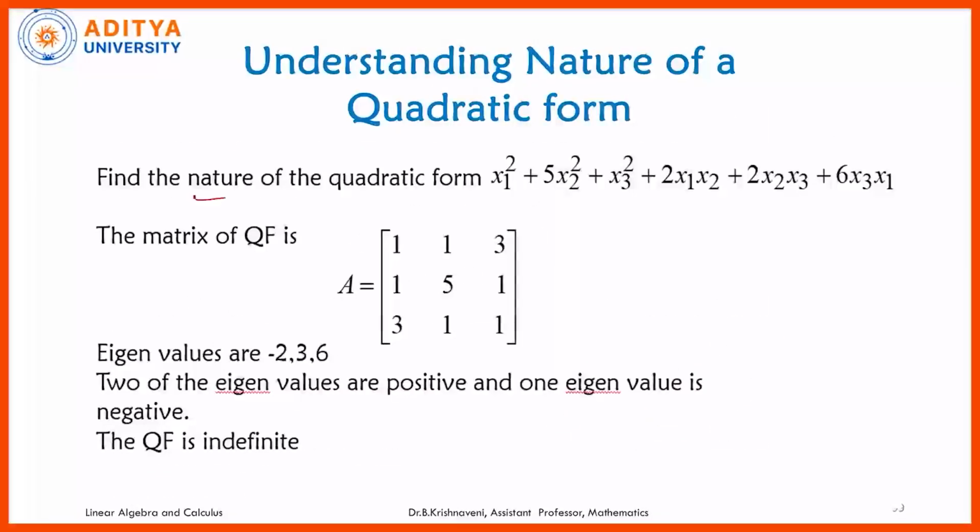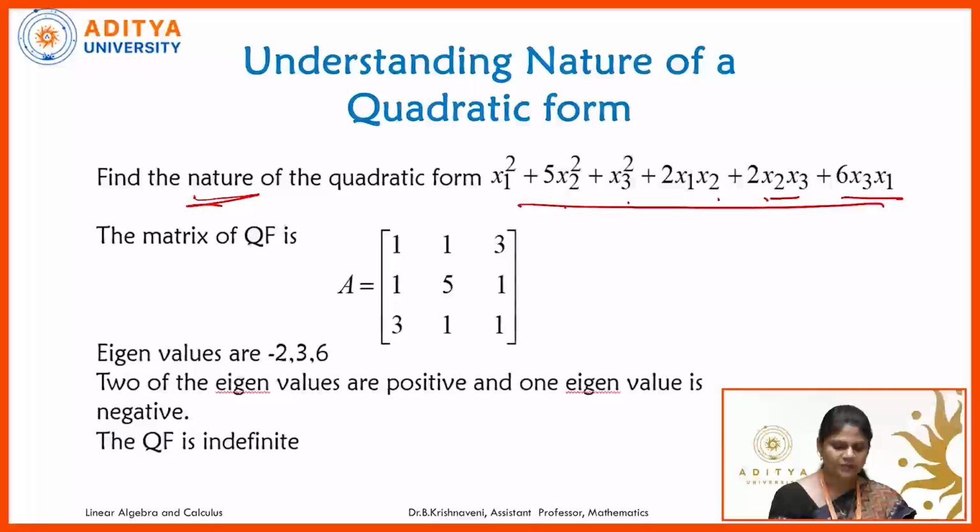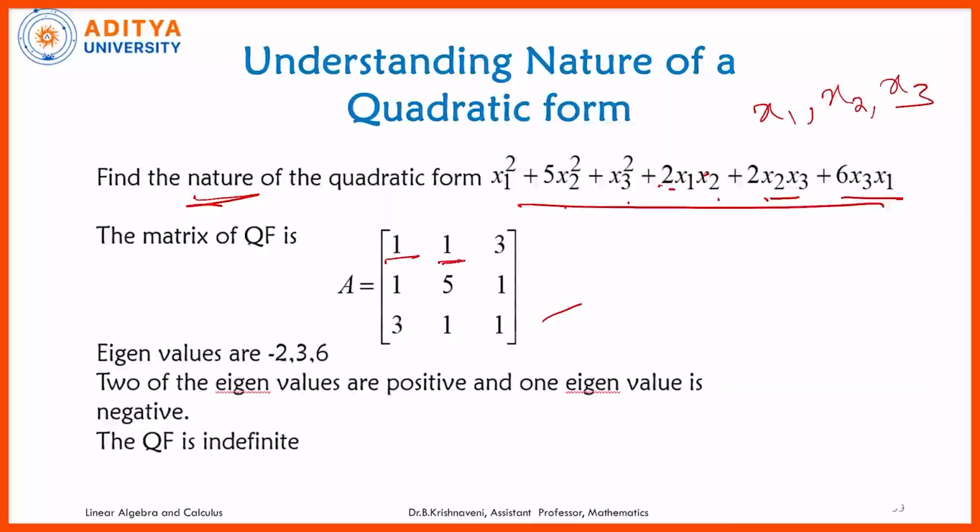This is another question. The question is finding the nature of the quadratic form x1 square plus 5x2 square plus x3 square plus 2x1 x2 plus 2x2 x3 plus 6x3 x1. It is very clear that again we have three variables in this quadratic form. Those are x1, x2, x3. First write down the matrix of the given quadratic form. Coefficient of x1 square, 1. Half of the coefficient of x1 x2, 2 by 2, 1. Coefficient of x1 x3, 6 by 2, that is equal to 3.